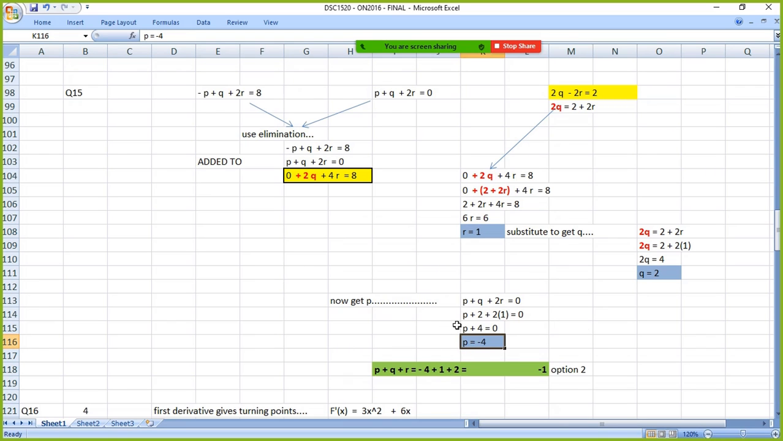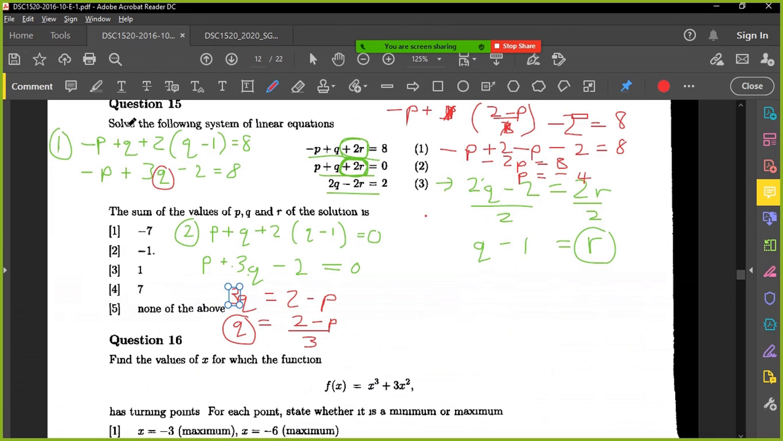The hard part is trying to get one of the variables. I actually did it a bit differently, but you can see you still get the same answer. I worked out R first, then I worked out Q, then I got P. So P was the last one I got, but you can see it doesn't matter how you do it. This was a different method, but you still got the same answer. P equals minus 4, that's the answer. That's what you want. Okay, happy with this one? Yep.